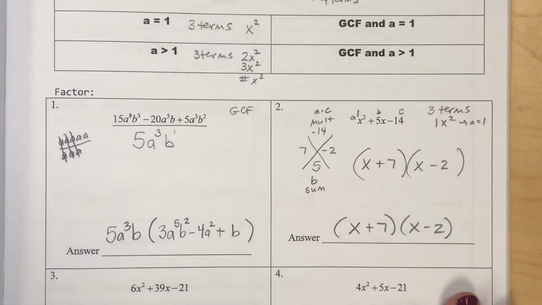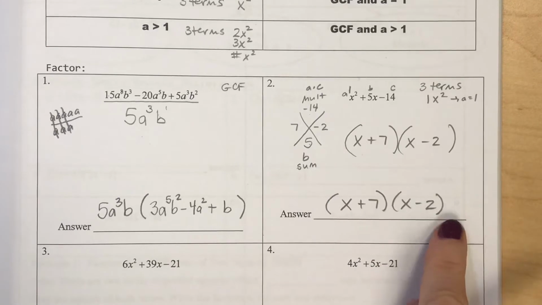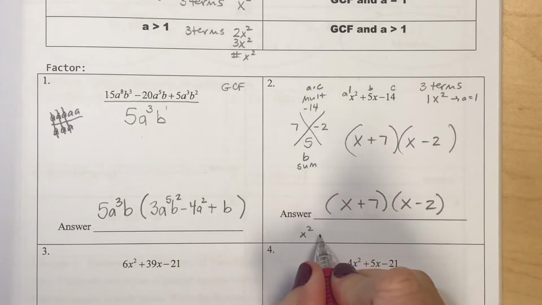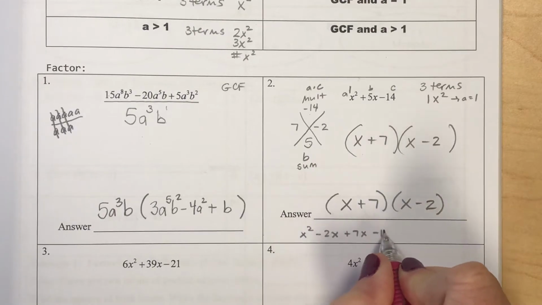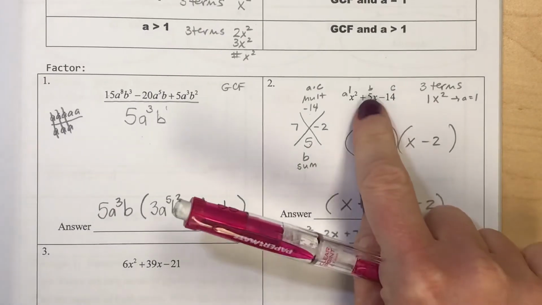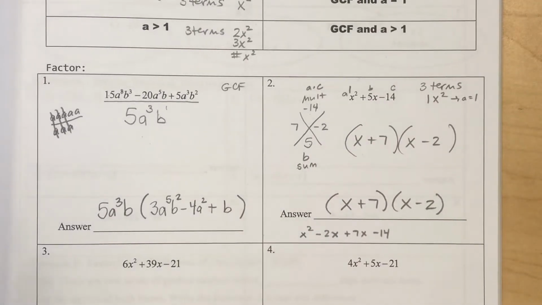So I'm just going to check this for you. If we were to multiply this out, we'd have x squared minus 2x plus 7x and minus 14, and those 4 terms will combine to make the trinomial that we started with.